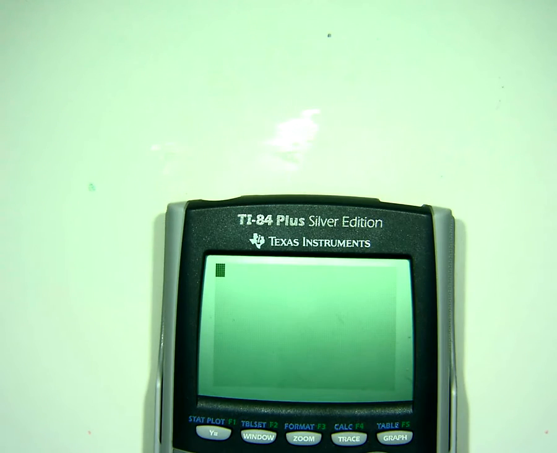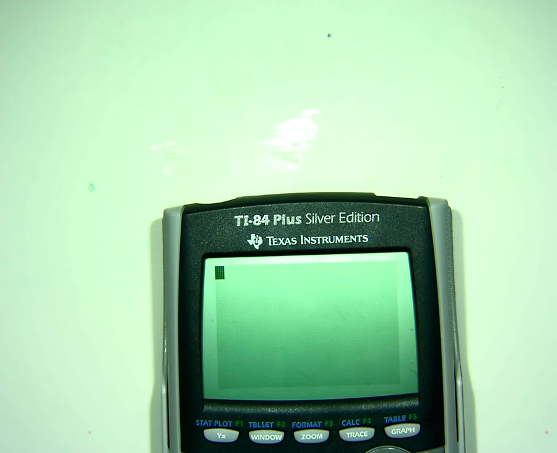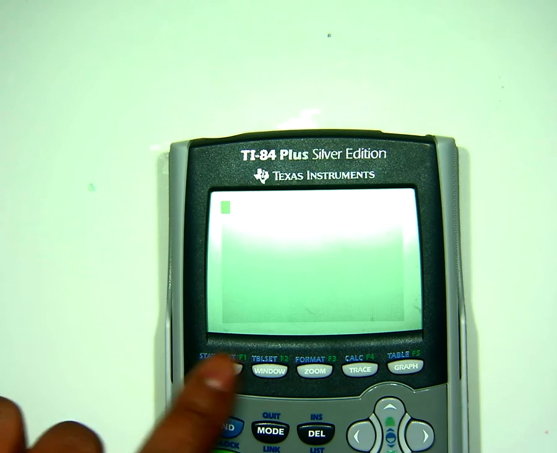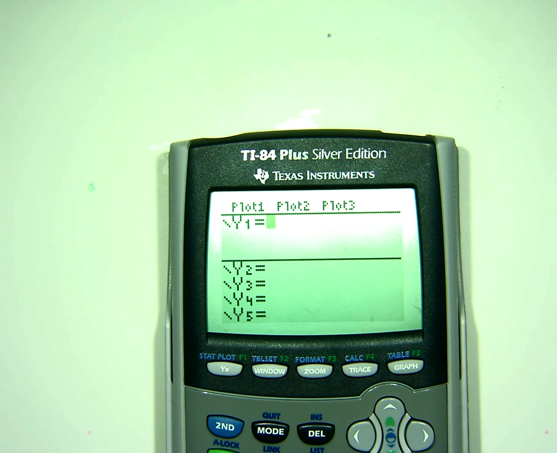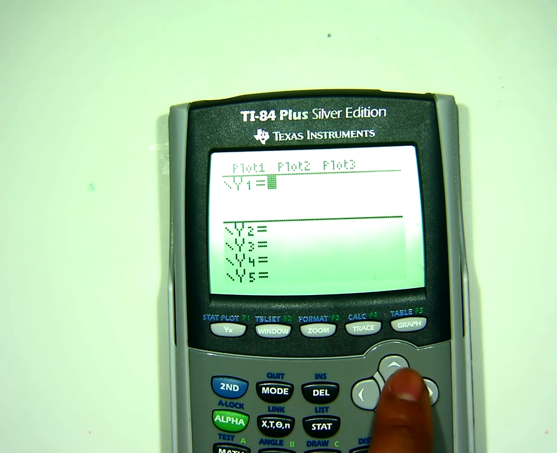And it's a glare, so you really can't see it. So the first thing I'm going to do is hit the Y equal key. That's this key right here where my finger's over. Let me hit it. It might be something in there, so hit clear. Clear was right here, directly under the bottom arrow key.